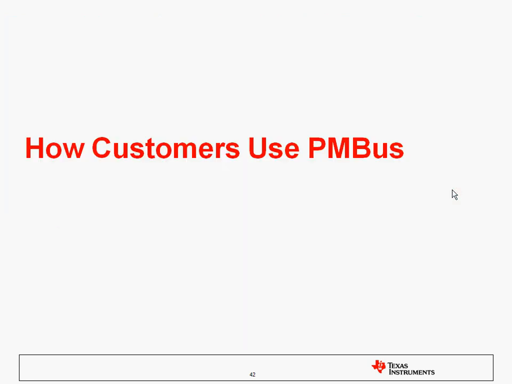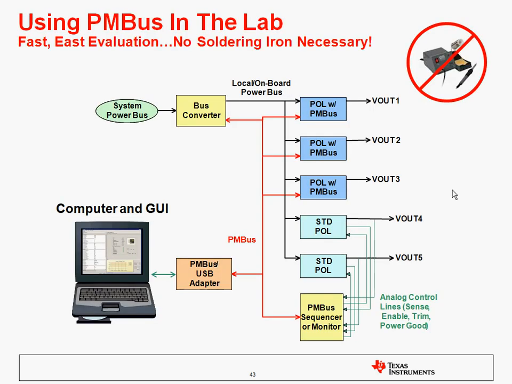So let's talk about how people are using PMBus. Number one, the easiest thing is using it in the lab. And this is pretty standard. We have GUIs that go along with all of our PMBus products and eval boards. So it's literally just as easy as installing the software on your PC, connecting the USB adapter, connecting the other side to the PMBus port of an eval module or a family of eval modules, and you can create your own power system and adjust it on the fly. It's fast, it's easy, and in a lot of cases you can change a lot of different operating parameters without pulling out that soldering iron. So again, reinforcing the flexibility.